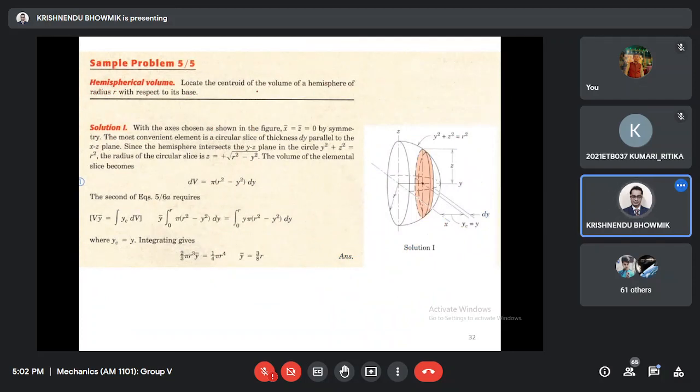Next, say you have to locate the centroid of the volume of a hemisphere with radius r. It is taken from a book example, you can check it. So this curve is basically y square plus z square equal to r square. This is z, this is y, this is x. If you take this strip, for dV, this distance squared is equal to r square minus y square, multiplied by pi. So pi times (r square minus y square) multiplied by dy is the volume. Once you get the volume, do the integration correctly, and you will get y bar equal to 3 by 8 r.